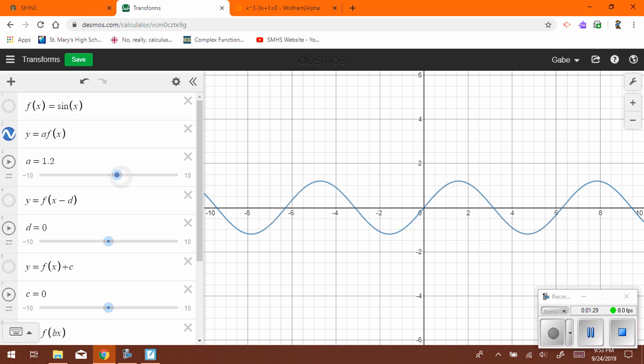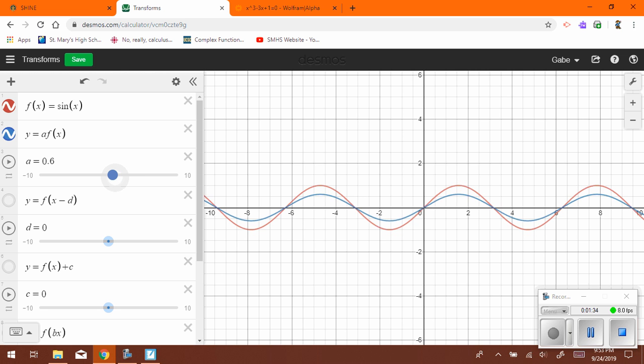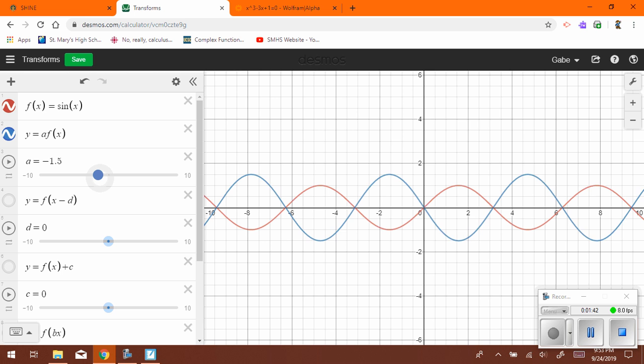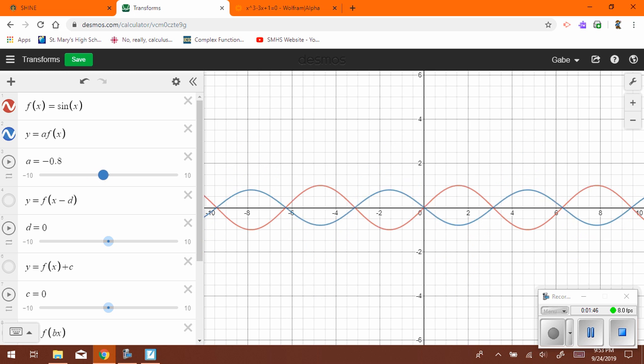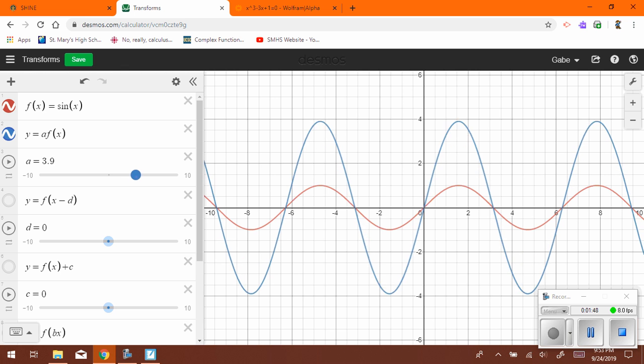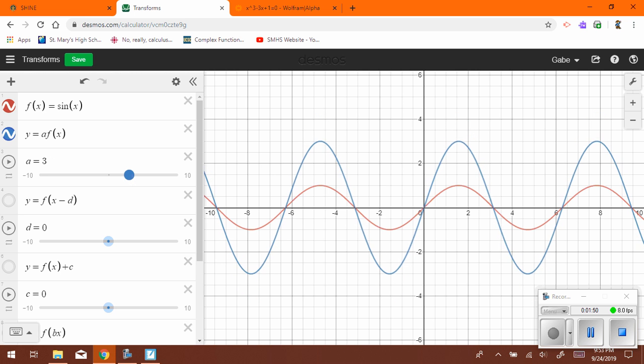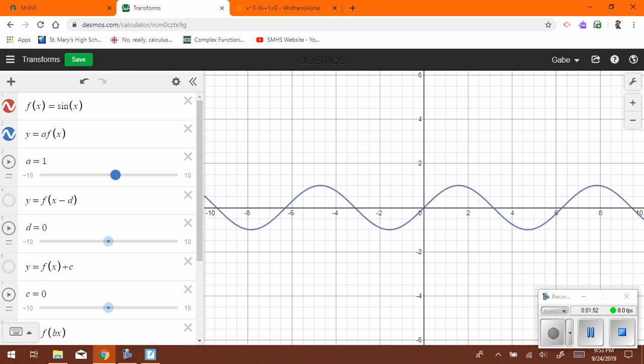But as I make a large, it stretches up. When a is between 0 and 1, I'll get the reference curve on there. When a is less than 1, it gets shrunk. When it goes negative, it flips the curve over, so now it's been flipped over the x-axis. I get the mirror image, and it starts to stretch out again. So that's what's happening with the value of a. It stretches, pulling that thing up, or when a is less than 1, it's kind of squishing it. That's what a does.